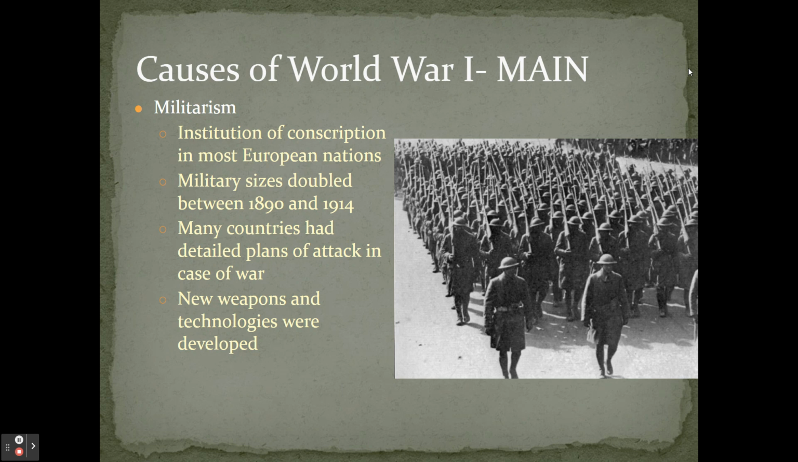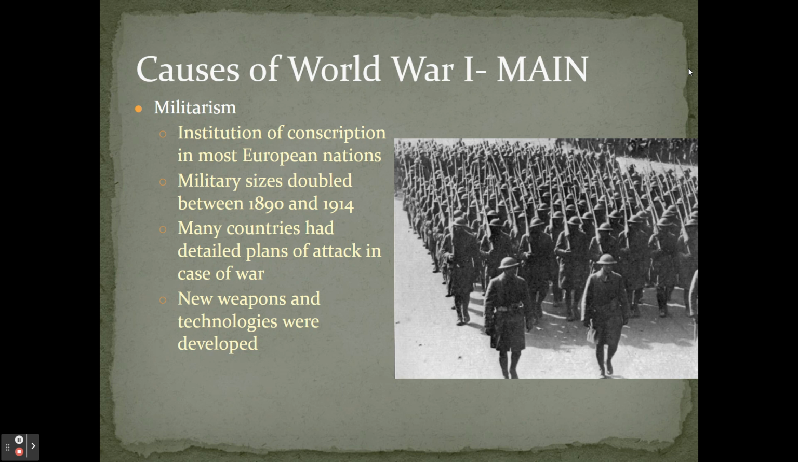So some examples of militarism: the institution of conscription, which is the draft, in most European nations. Military sizes doubled between 1890 and 1914, which is the start of the war. Many countries had developed detailed plans of attack in case of war, so they started making plans for different scenarios. Like, if we go to war with this country, here's how we're going to fight. If we go to war with that country, here's how we're going to attack or defend ourselves.